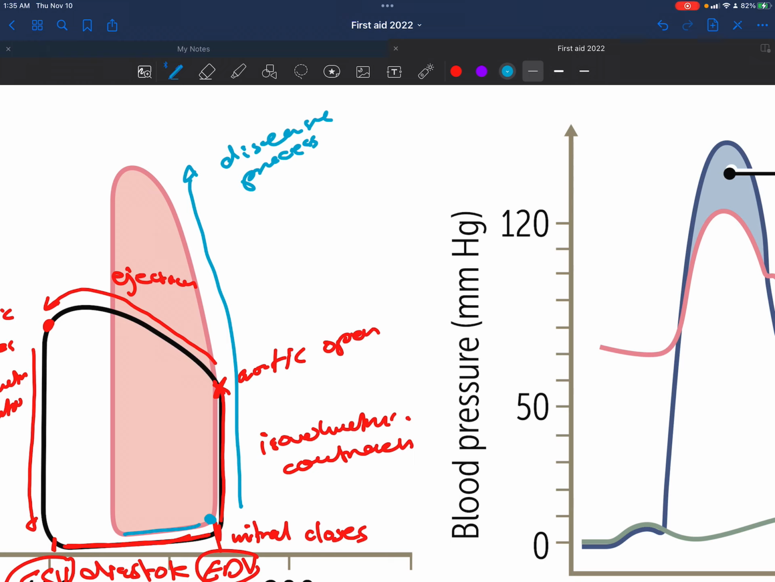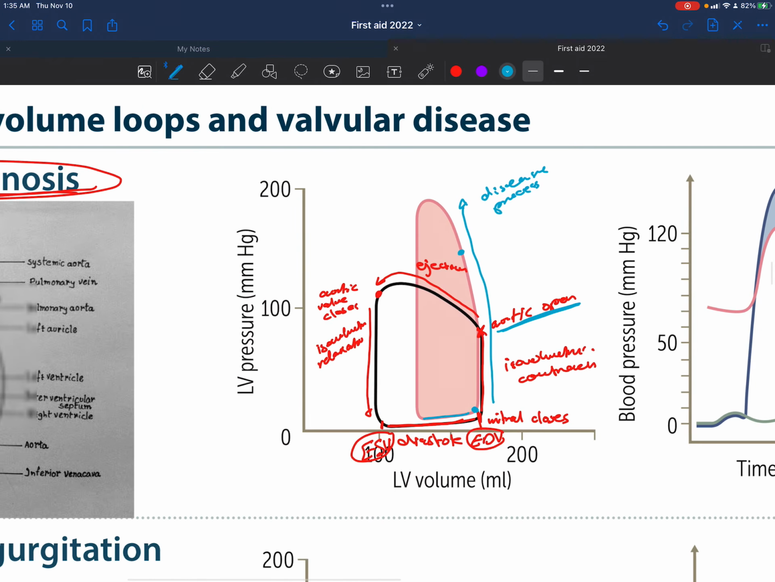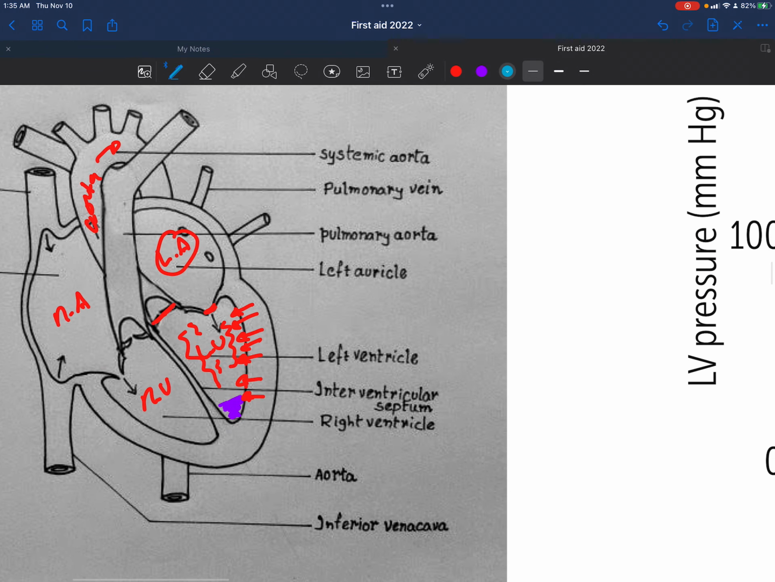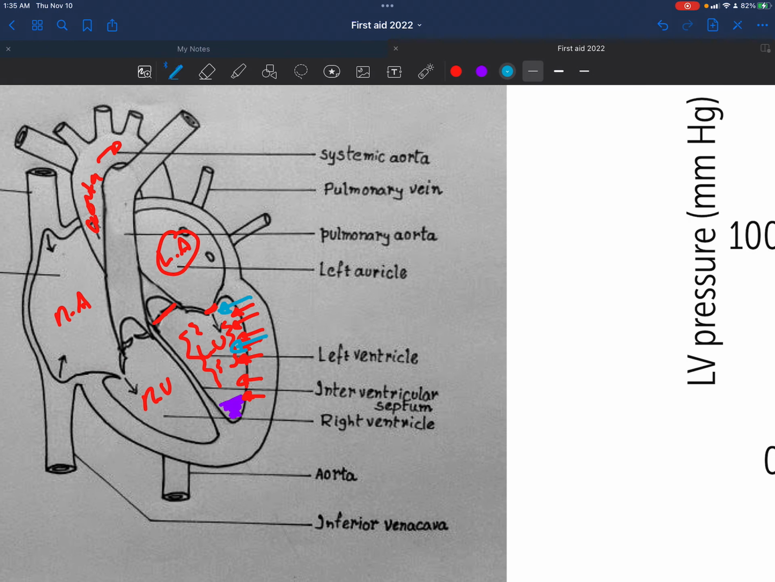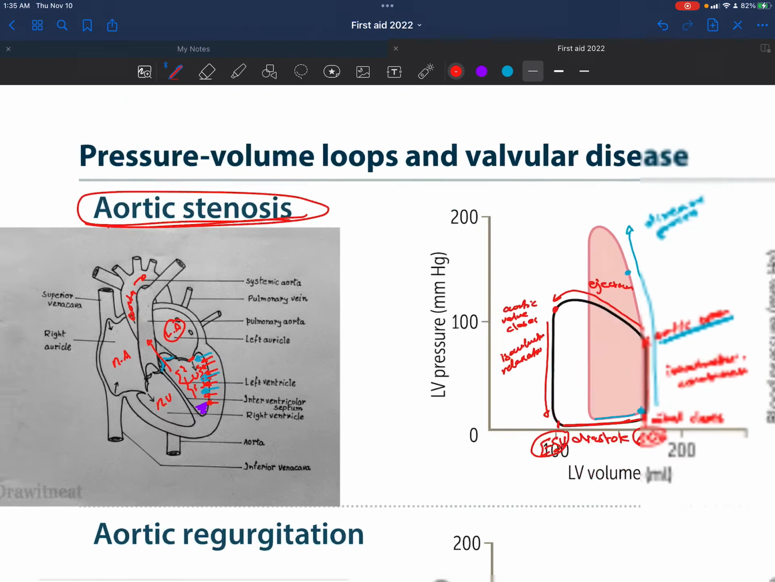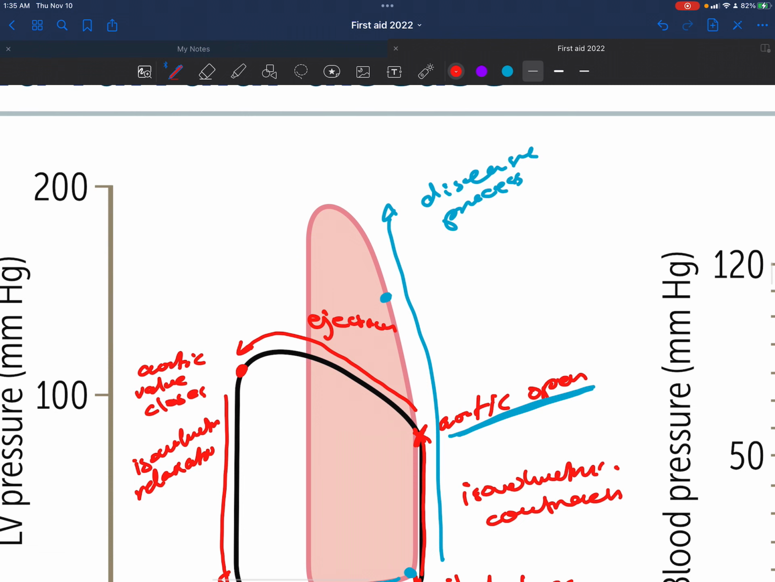The aortic valve should have opened here, but now it's delayed. The problem is that the left ventricle needs to push even harder to push that aortic valve open because it's stenosed. It's not easy to open the aortic valve. So now we need to push harder in order to open it and allow the blood to flow into the aorta. That's why there is a delay in the aortic valve opening.